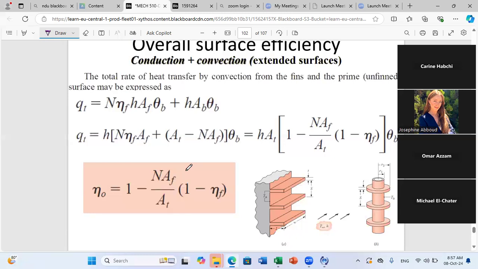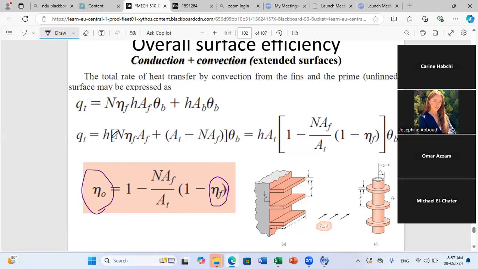Okay, thank you. So here, after doing this analysis, we can find a relation between the overall efficiency and the efficiency of one fin.